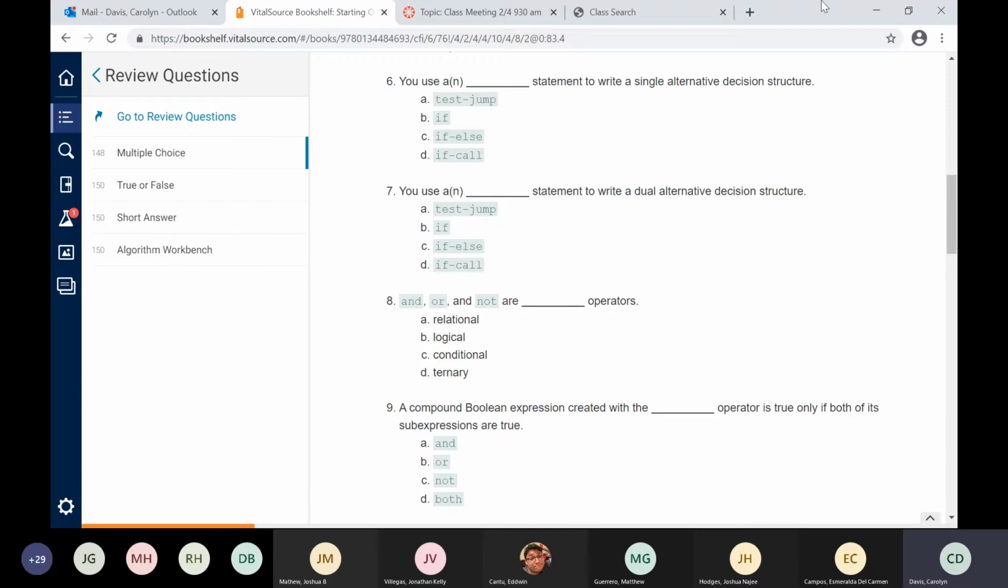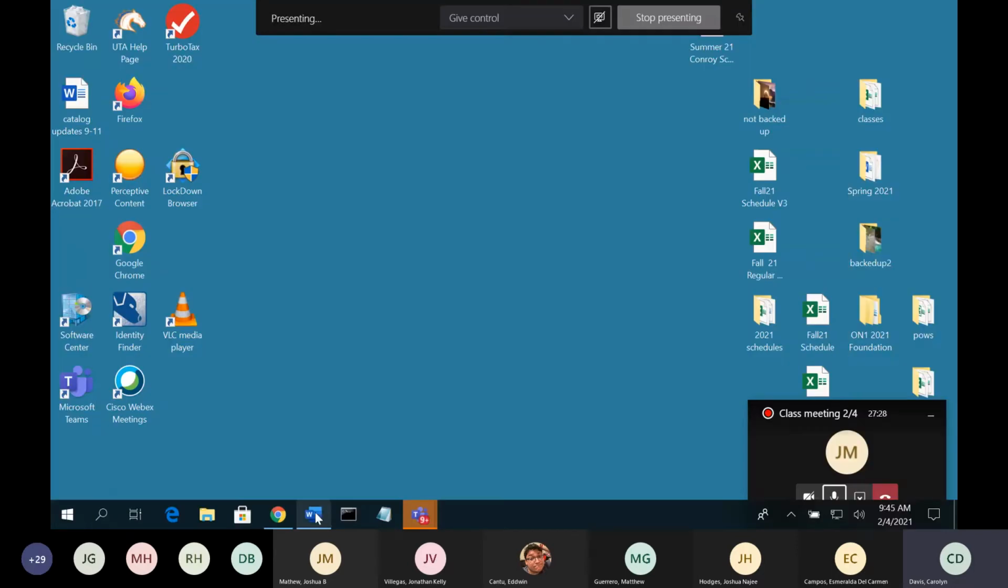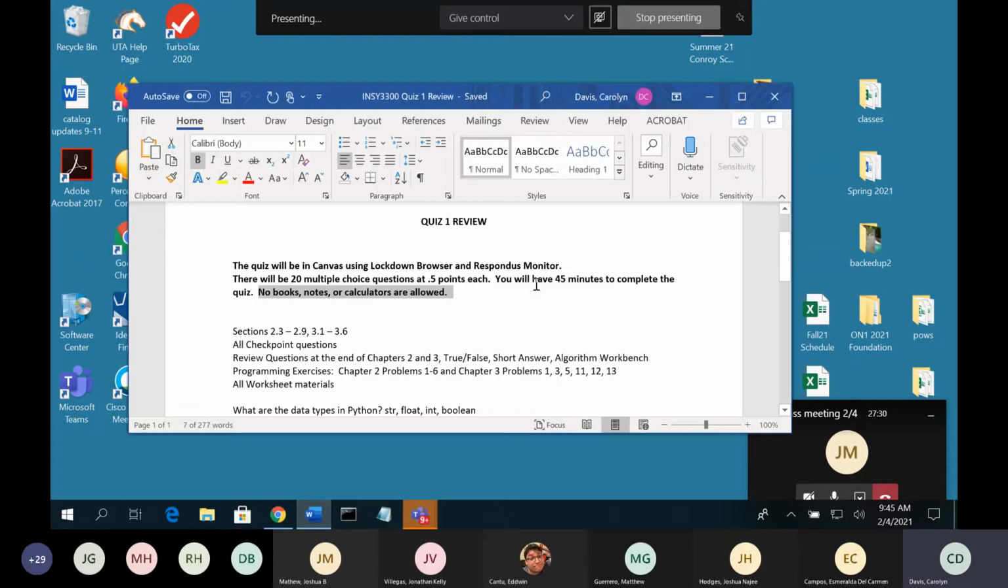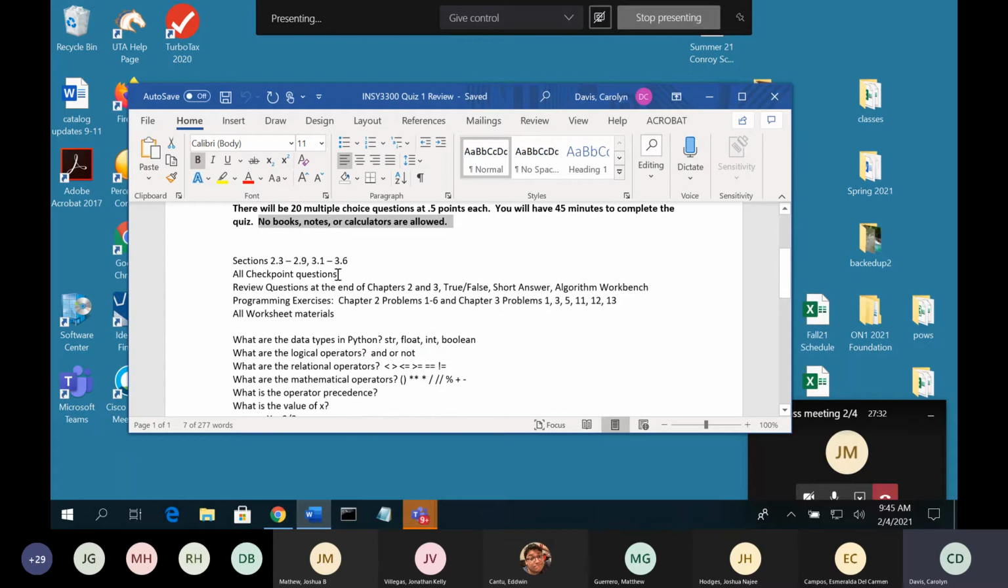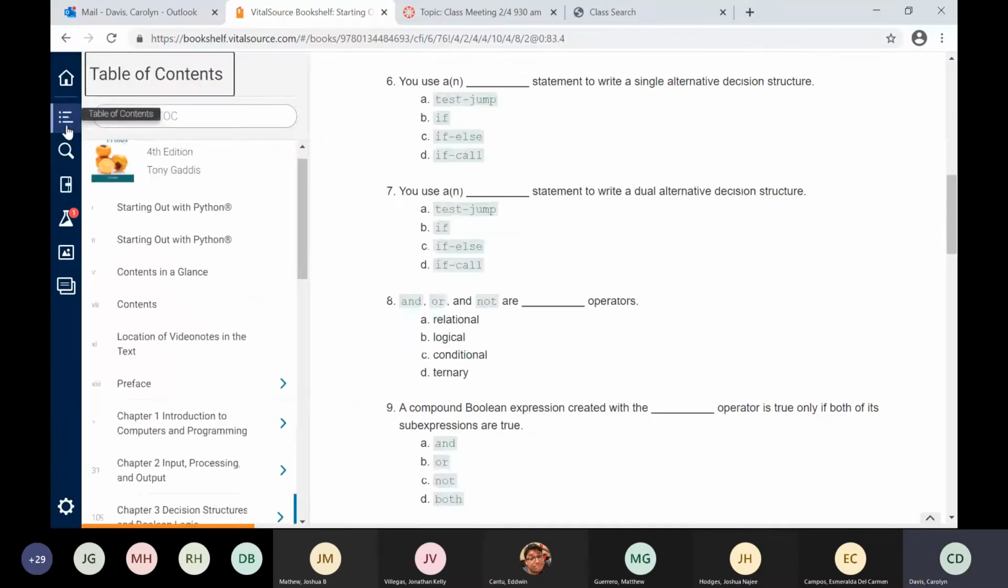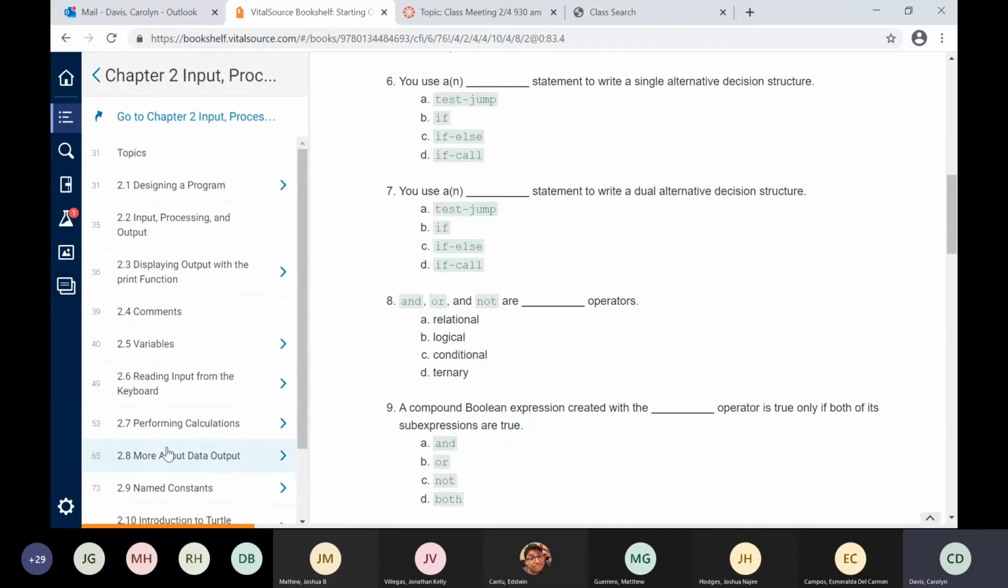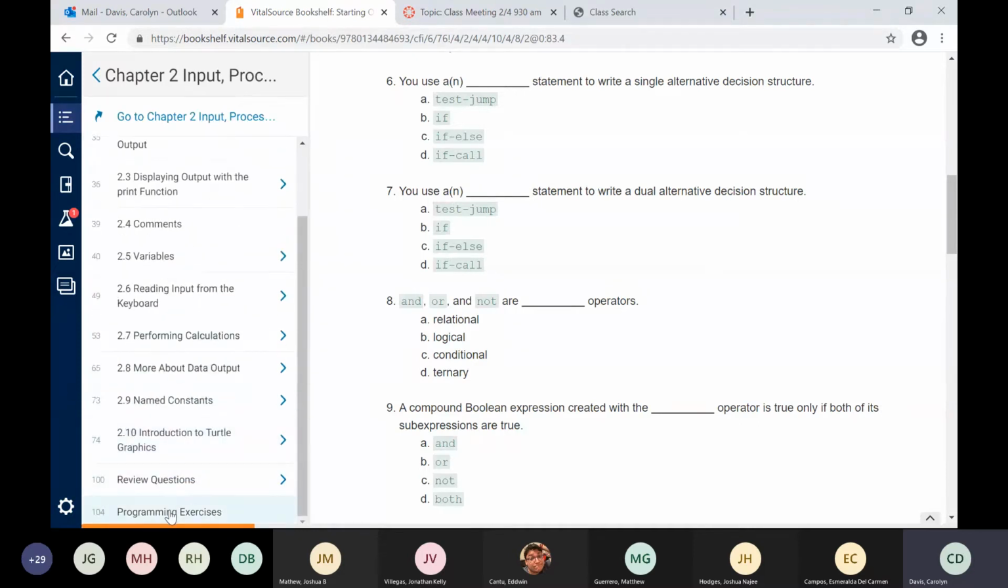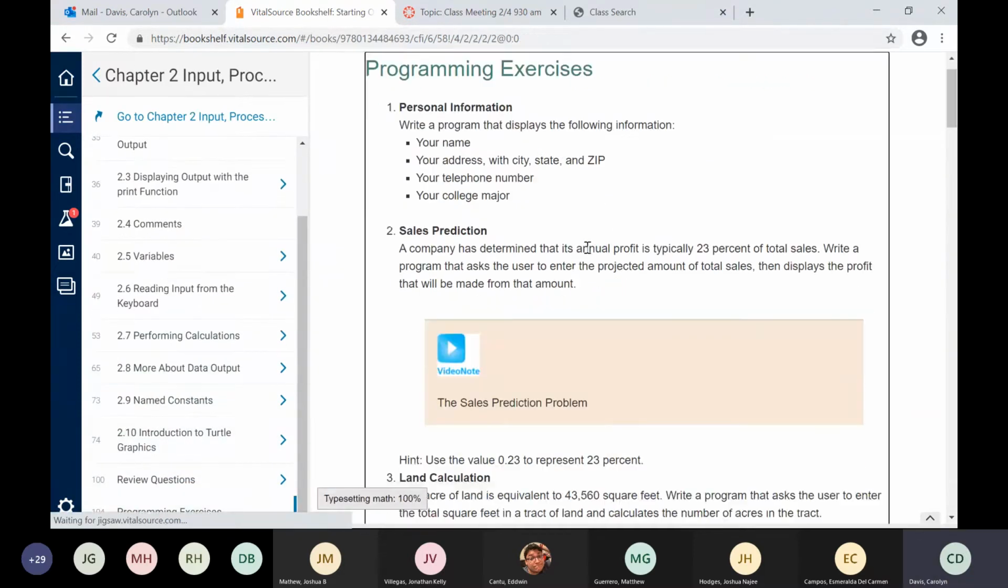Then the next thing I said, don't forget the checkpoint questions. They're in the middle of the chapters and the answers are in the book on those. So let's look at the problems. Chapter 2, we said 1 through 6. Let's go back to chapter 2. I think we've done some of these.